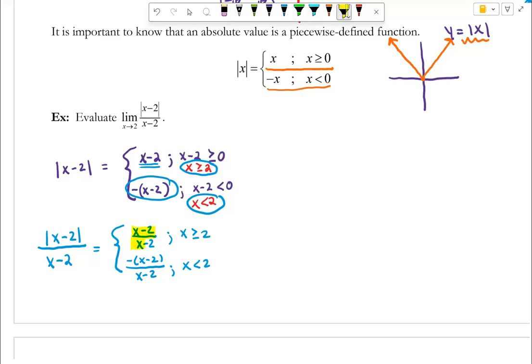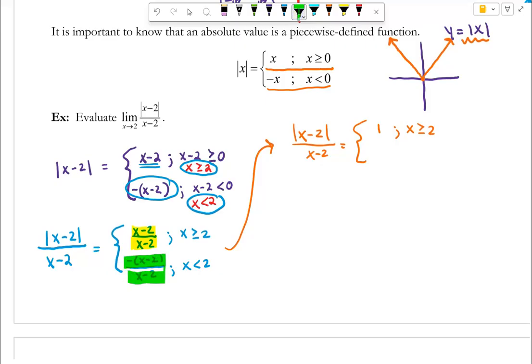I might notice that x minus 2 divided by x minus 2, that's always going to be the number 1. That's going to be 1 for any value of x that I plug in. So as I rewrite this one final time, I know that my function is actually going to be positive 1 for values of x that are greater than or equal to 2. And if I come back to the second piece, that's just negative 1. It's x minus 2 divided by x minus 2 times a negative. So my function is actually just negative 1 for values of x that are less than 2.